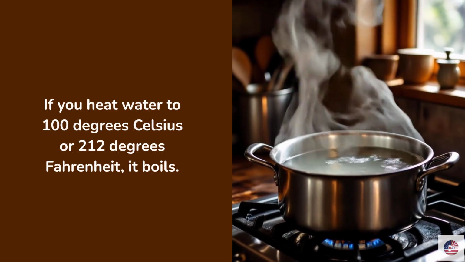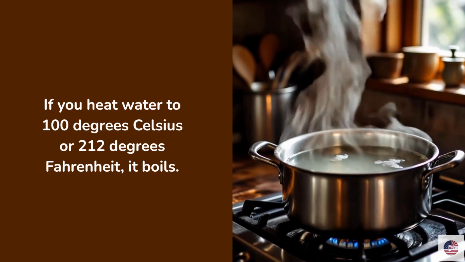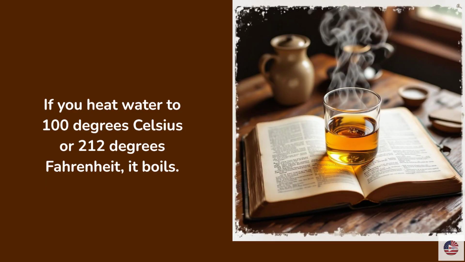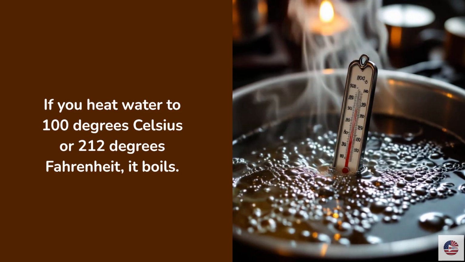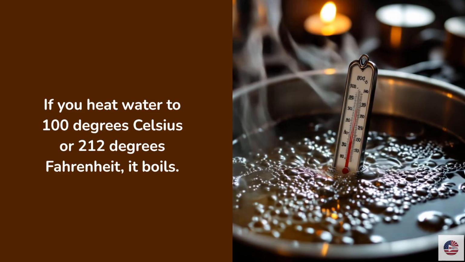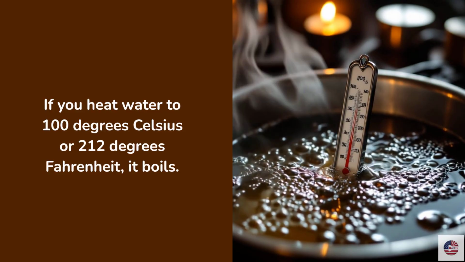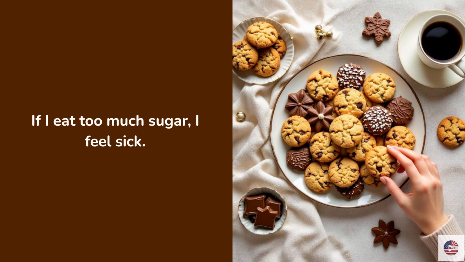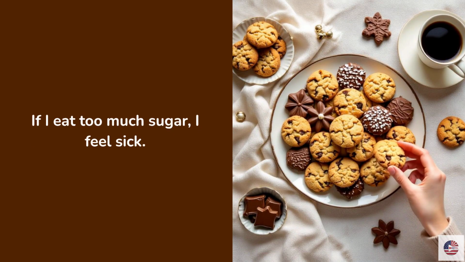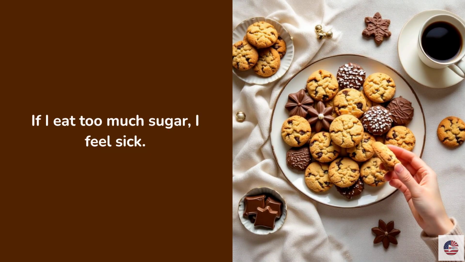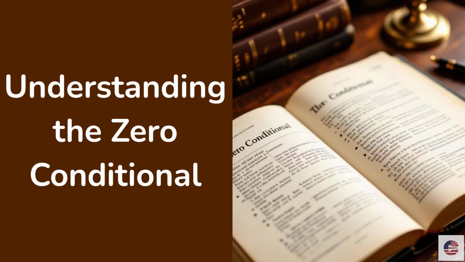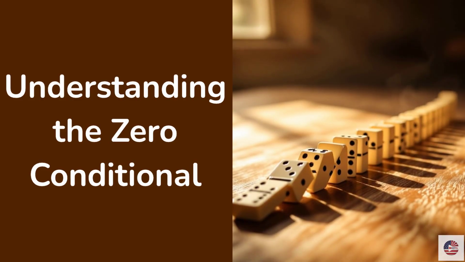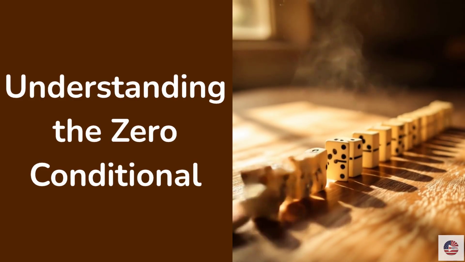Consider this example. If you heat water to 100 degrees Celsius or 212 degrees Fahrenheit, it boils. This is a scientific fact. The condition, heating water to 100 degrees Celsius or 212 degrees Fahrenheit, always results in the water boiling. Another example could be, if I eat too much sugar, I feel sick. This describes a personal habit or a general truth about my body. The condition consistently leads to the same outcome. The zero conditional is about undeniable facts and regular occurrences. It's about cause and effect that is always predictable.